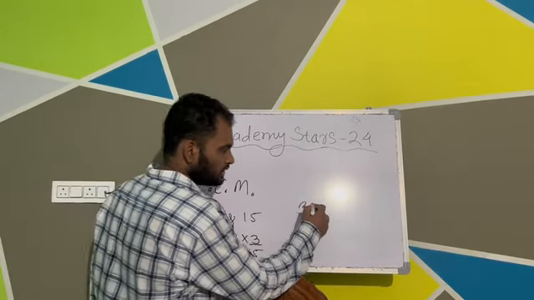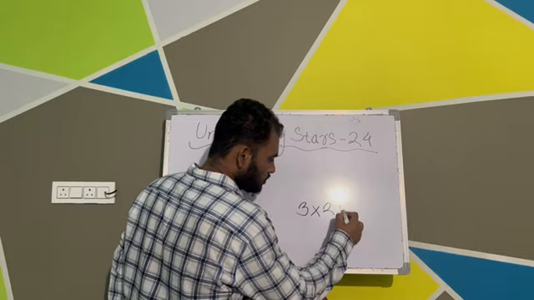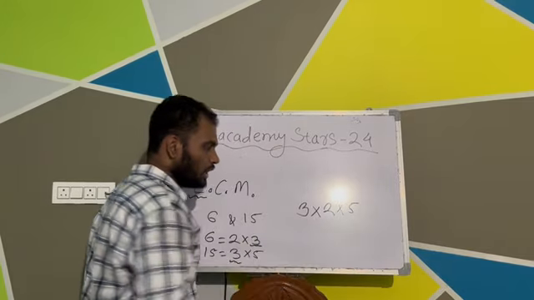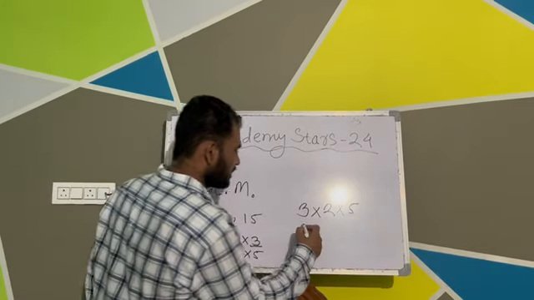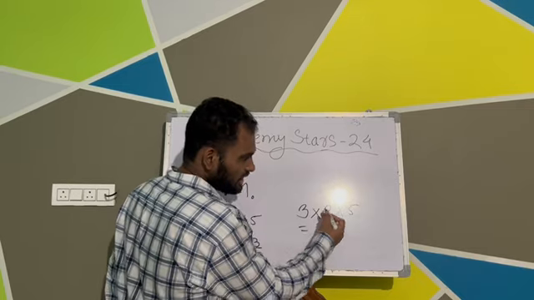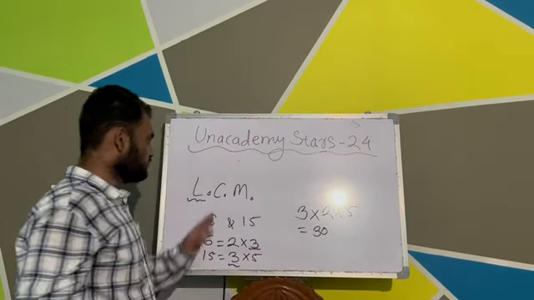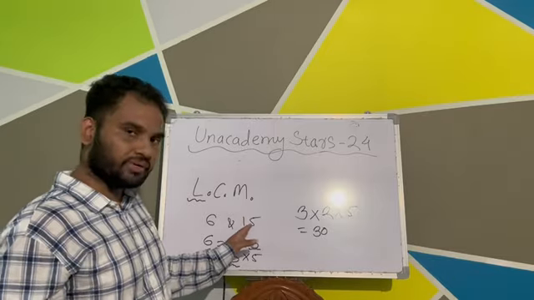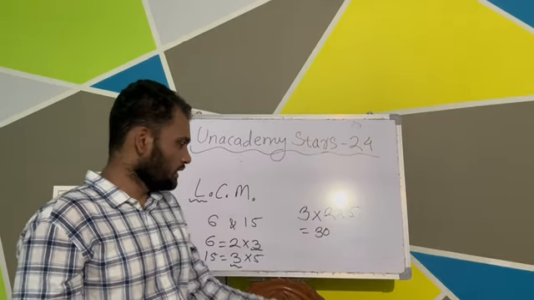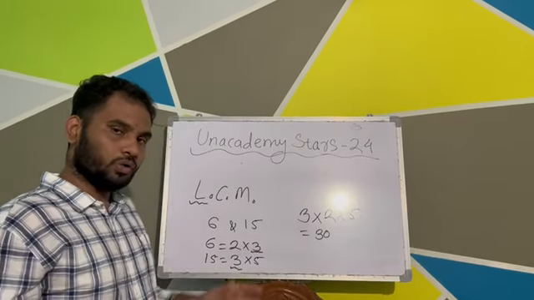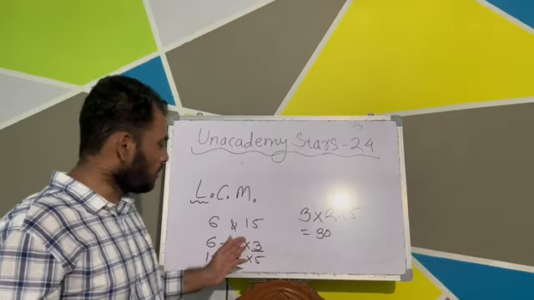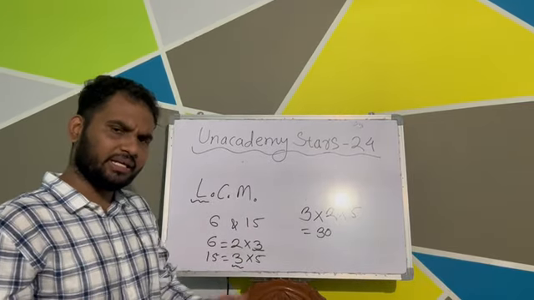So we will write 3 cross 2 cross 5. This would give us 3 2s are 6 and 6 5s are 30. So the LCM of 6 and 15 is 30. This is how you are going to find out the LCM of 6 and 15 or any given numbers, by the prime factorization method.